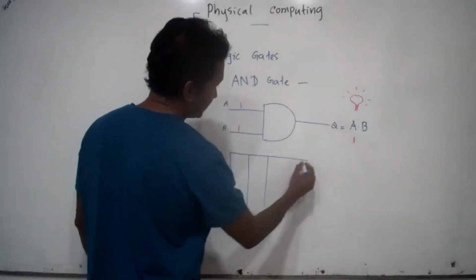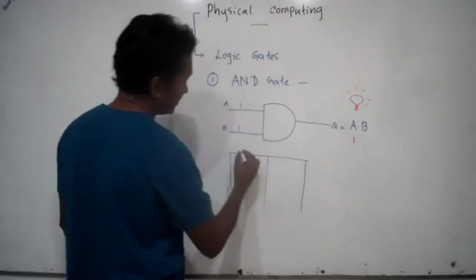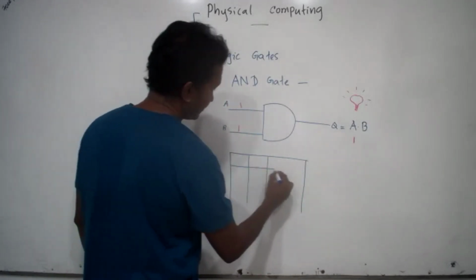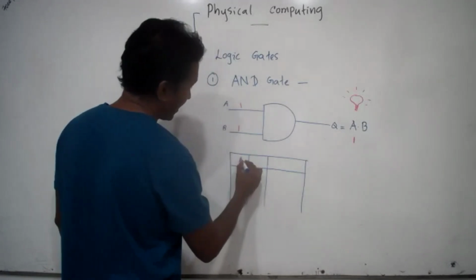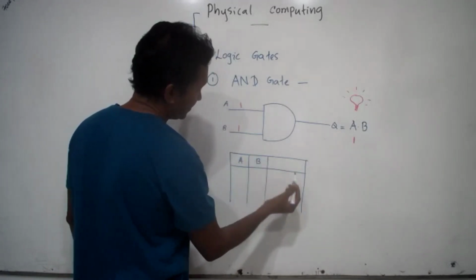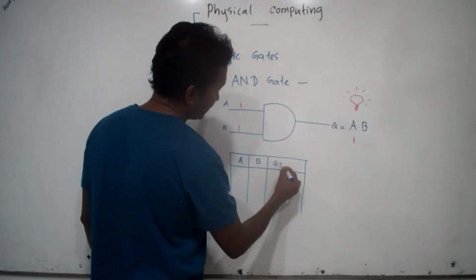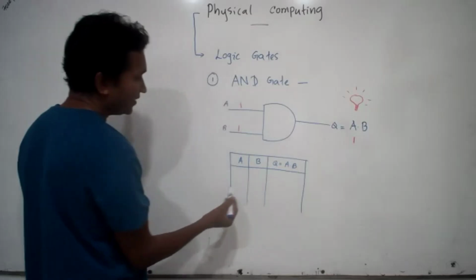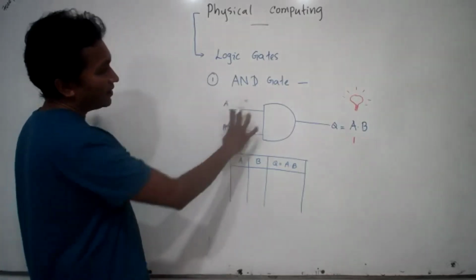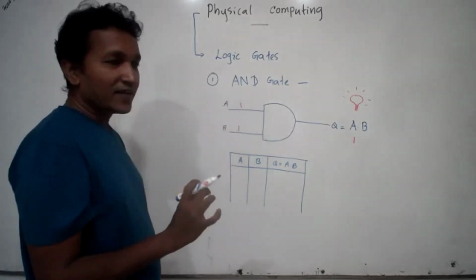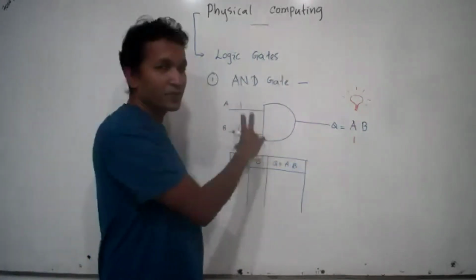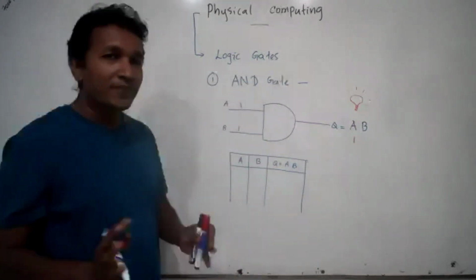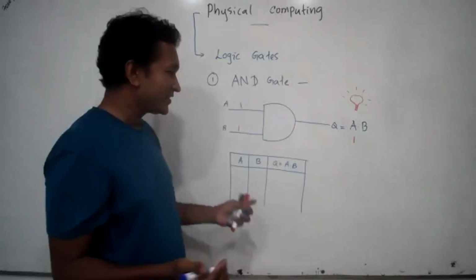When we draw a table to this AND gate, these are the inputs, and this is our output A dot B. When there are two inputs, there will be how many possibilities?